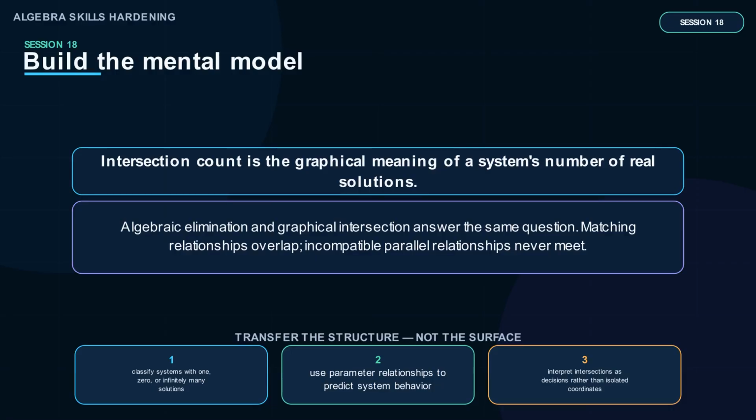Correct methods begin with correct interpretation. When a problem looks different, look for the same mathematical structure instead of an identical example. That transfer makes the skill durable.